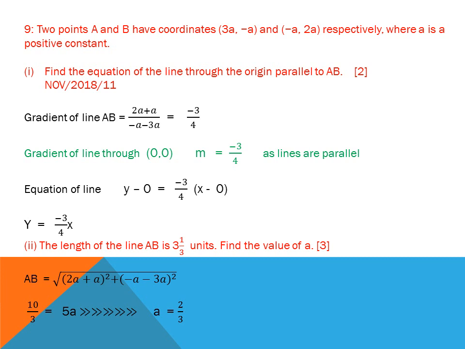So use coordinates 3a, minus a and minus a, 2a here. I find that 3 times 9 plus 1, 10 over 3 is equal to 2a plus a, a whole square, plus minus a minus, it means 2a plus a is 3a, the square of 3a is 9a square, minus a minus 3a will become minus 4a, the square of minus 4a is 16a square. 16 plus 9 is 25a square, when I take the square root of 25a square it will become 5a.